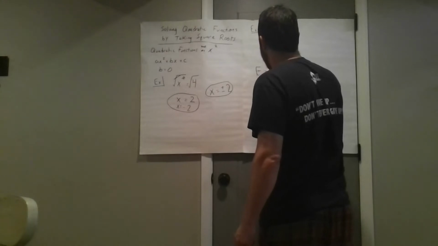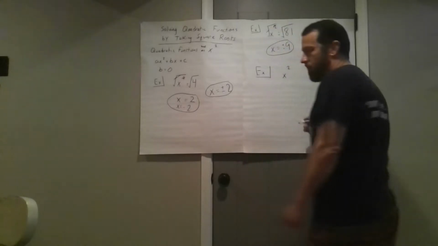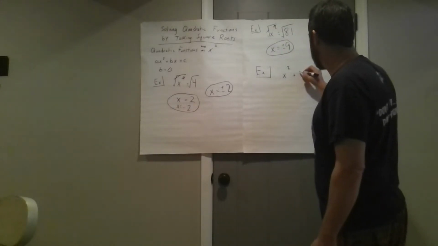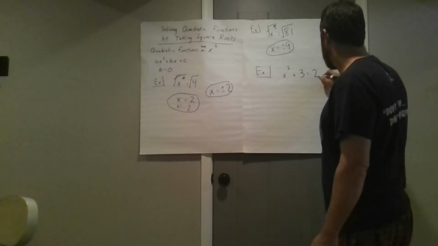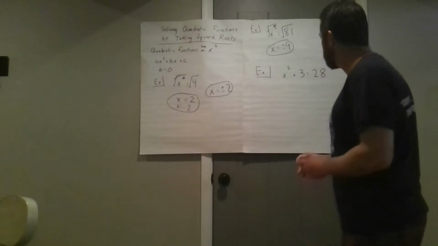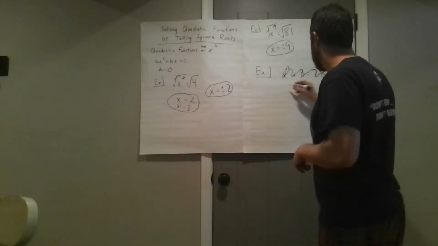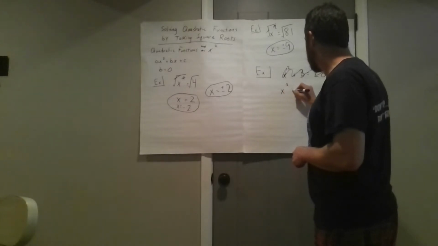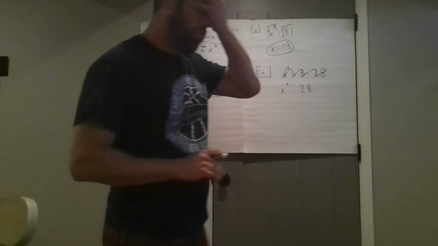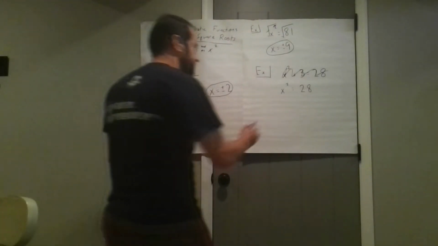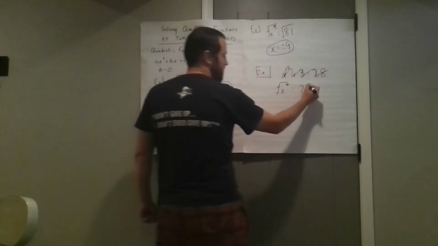Let's make this a tad bit harder. We got x squared, let's say, plus 3 equals 28. You know what? I'm going to actually skip that one for now. Let's just go with x squared equals 28. Whoa, we just got crazy up in here. We're going to square root both sides. Cancels out like it did on the other ones.